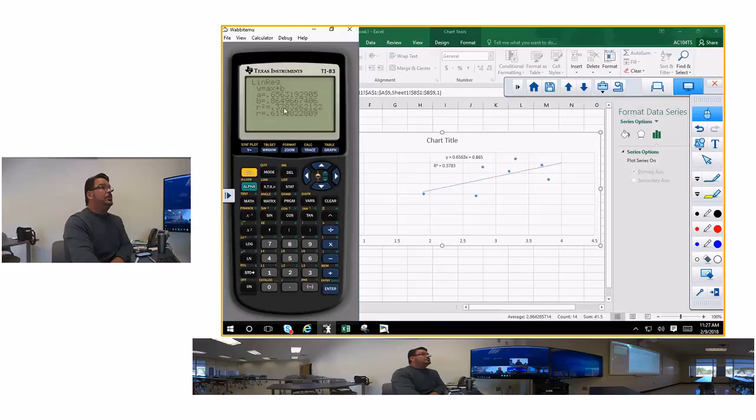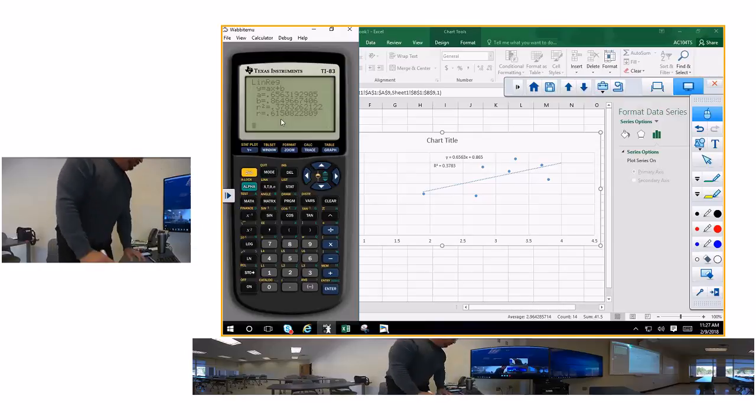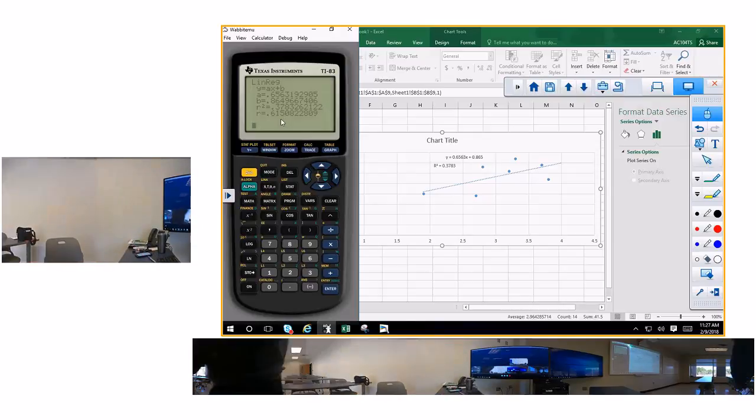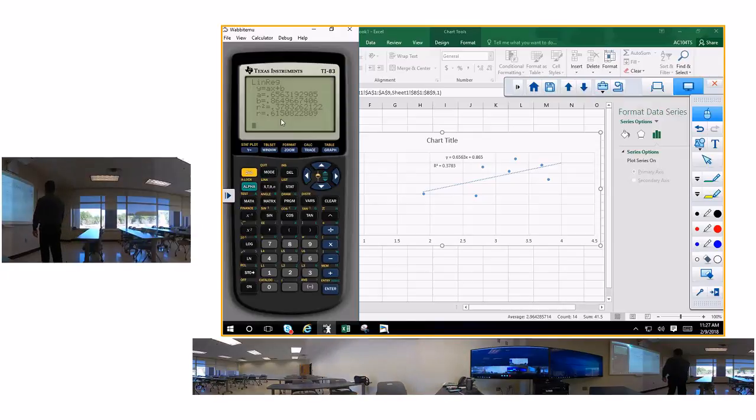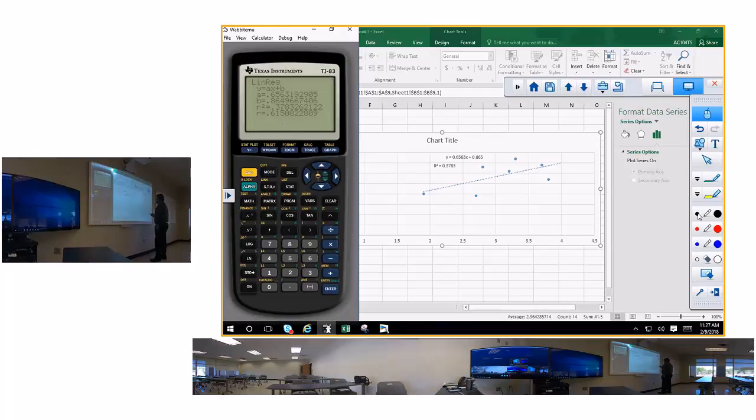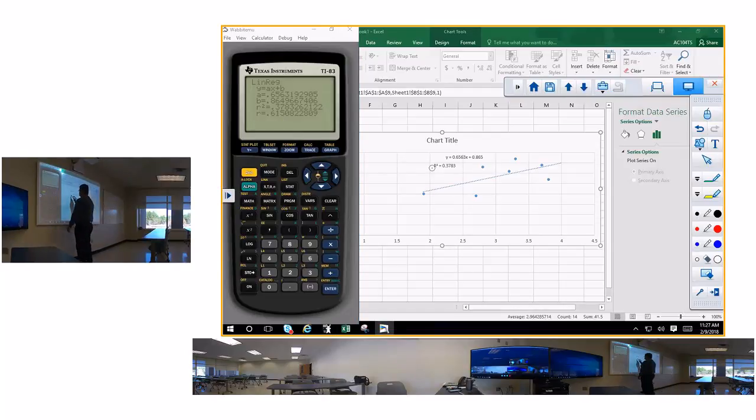R squared is 0.3783 right there. And then take the square root of R squared, and that gives you your correlation coefficient, 0.61. So take the square root of this, and R is equal to 0.6151.